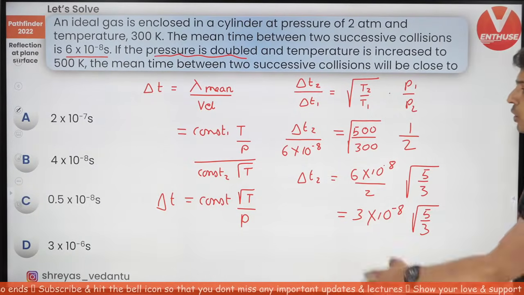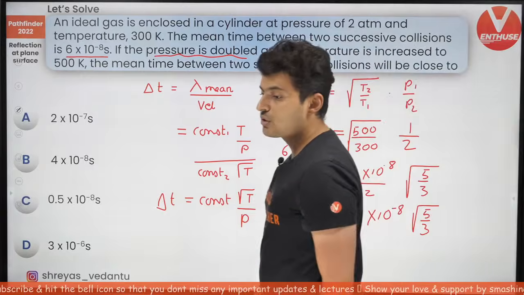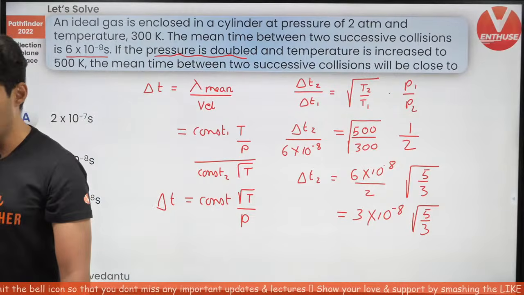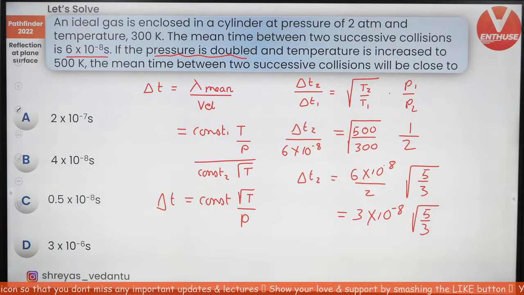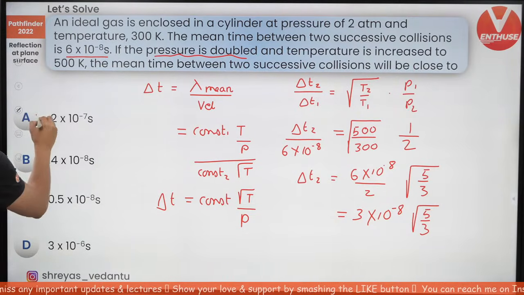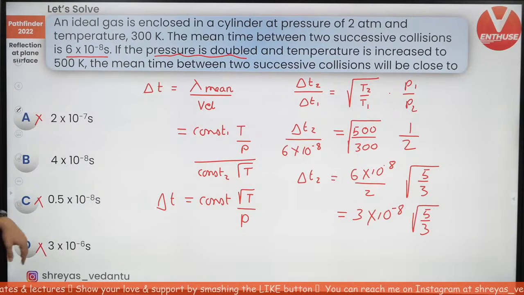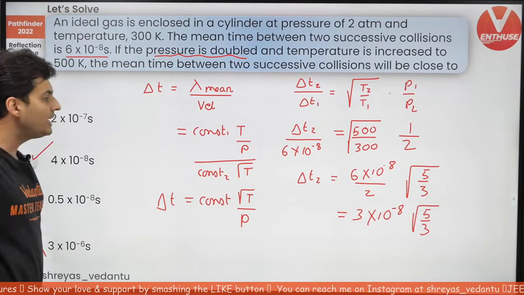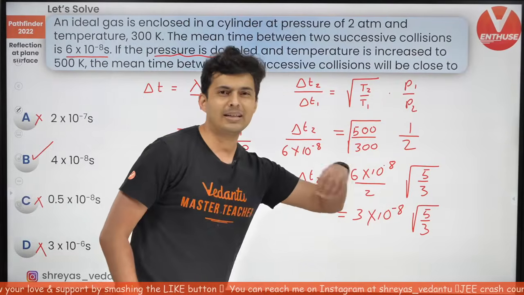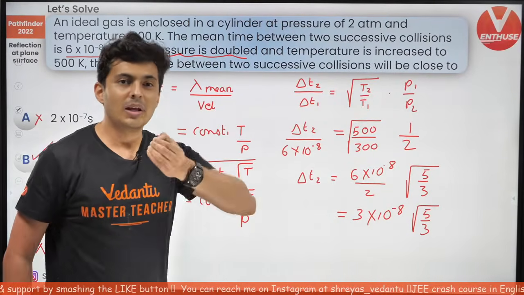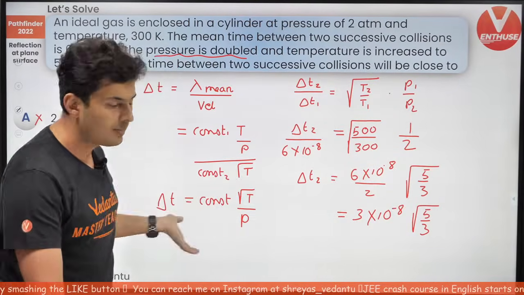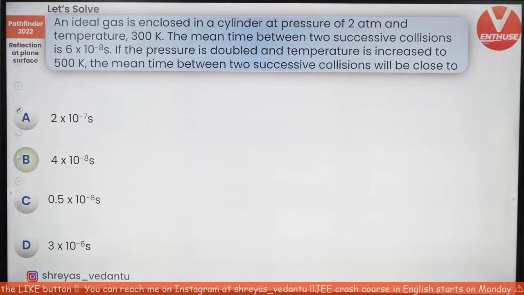Now observe the options and check which one will be correct. Think about it. It will be more than 3. So 2 is not the correct answer. C won't be correct because it is 0.5. D also won't be correct. It will be more than 3. So option B should be correct because root 5 by 3 is more than 1. So 3 into a number more than 1 will be close to 4. Hence that should be the correct answer.